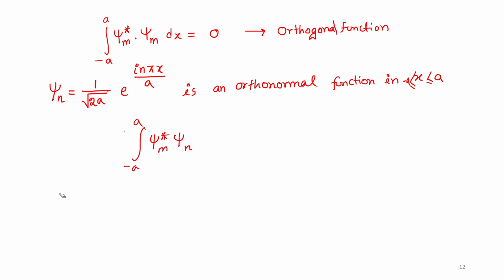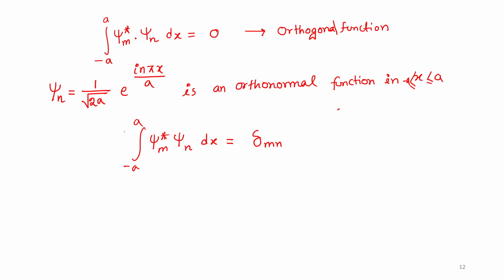Sorry, I have made a mistake here. It should have been n, right? Two different functions psi n dx. It could have been written another way, with the Kronecker delta mn. This is another way to write it.